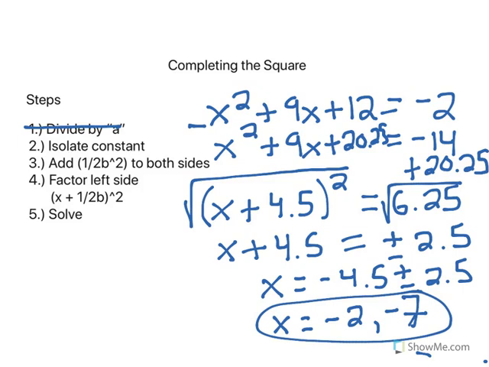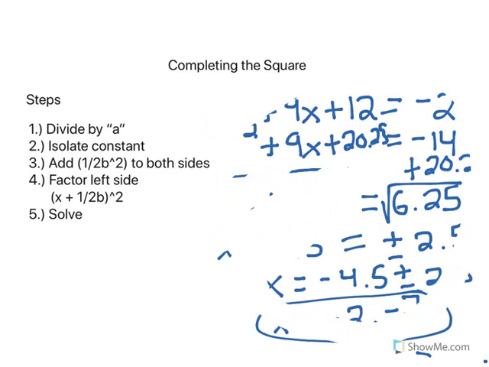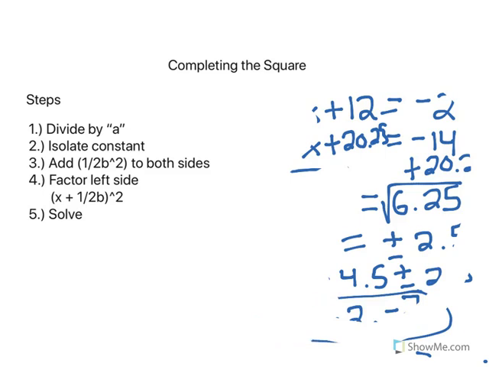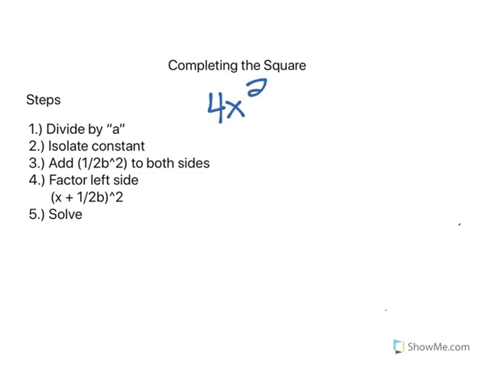All right, let's do one more quick example here. Also a little bit on the messy side, but we can do it. So let me just erase this, get that out of the way. All right, and this one we'll do 4x squared plus 6x minus 20 is equal to 8.